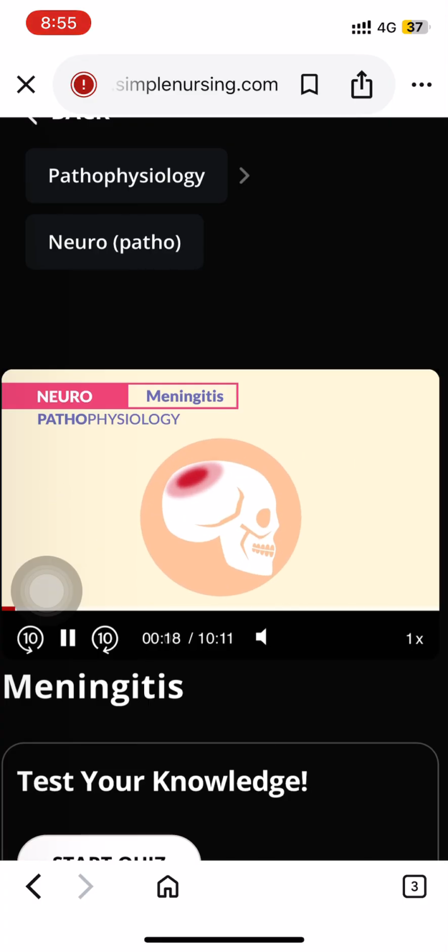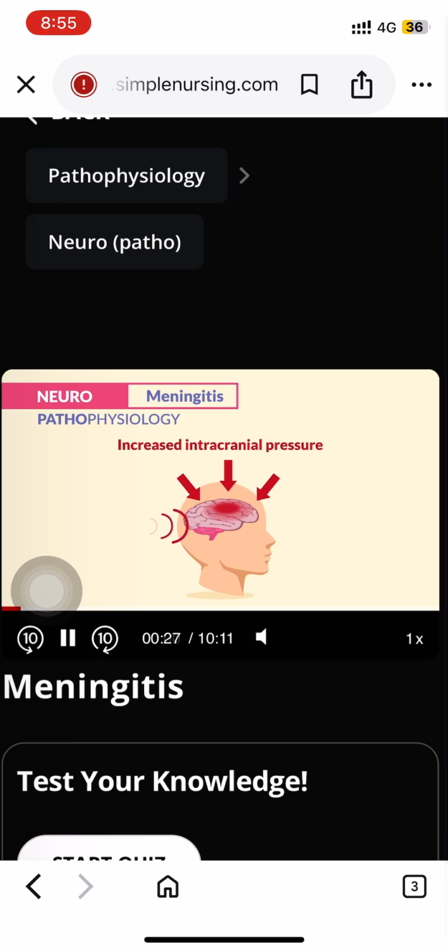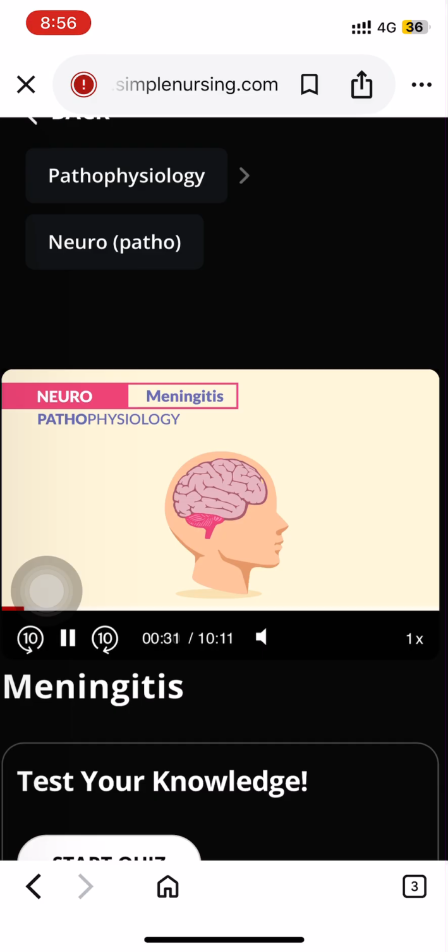This inflammation can cause massive swelling in the cranium, putting loads of pressure on the brain itself, and even leading to very deadly increased ICP, that increased intracranial pressure. That sort of squashes the brainstem and kills the patient.